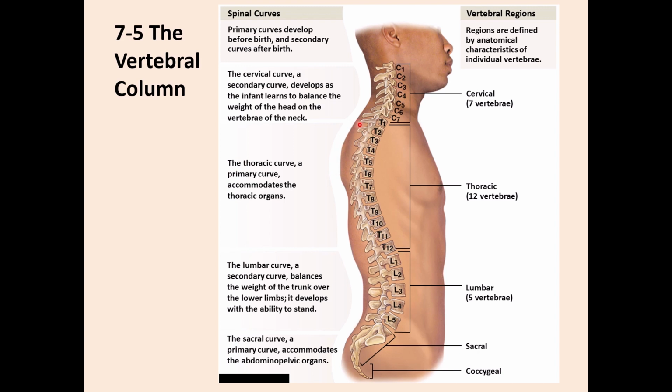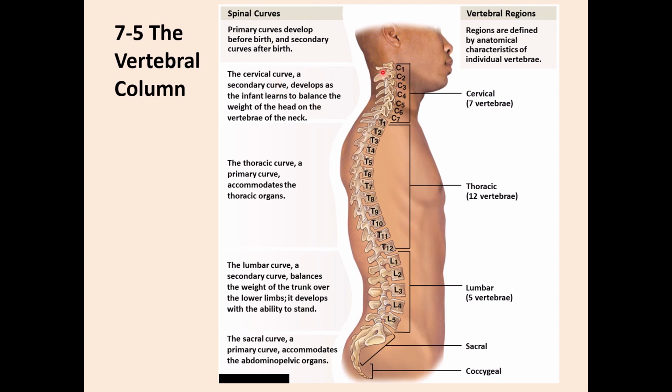There are also 2 different curves. One is the primary curve, and the second is the secondary curve. The primary curves are the ones that you are born with. Secondary curves develop later on during development. So what are the primary curves? One is the thoracic curve, and the second is the sacral curve. These two, you are born with. The reason for these 2 curves is to increase the area, increasing the cavity in those 2 areas, so that the organs in those areas can have more space.